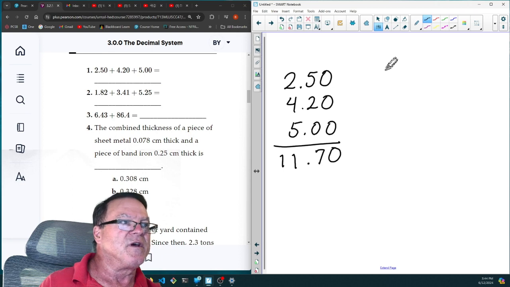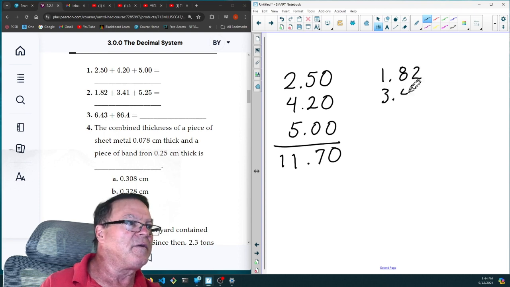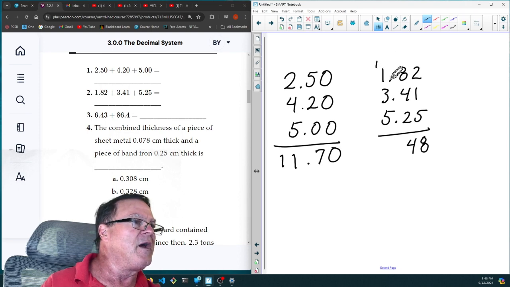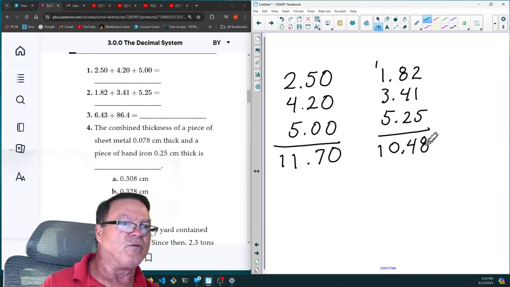The next one is 1.82 plus 3.41 plus 5.25. So 5 plus 1 is 6, and 2 is 8. That's not right. Yeah, it is. Sorry. 8 plus 2 is 10, and 4 is 14. Write the 4. Carry the 1. 1 plus 1 is 2, plus 3 is 5, plus 5 is 10. So we'll write the 10, and we'll put our decimal point underneath, 10.48.